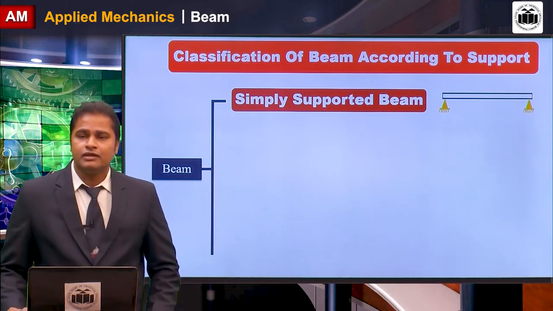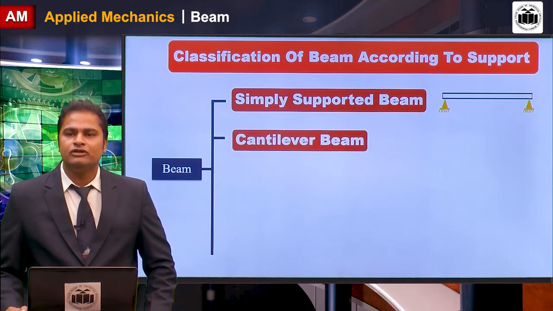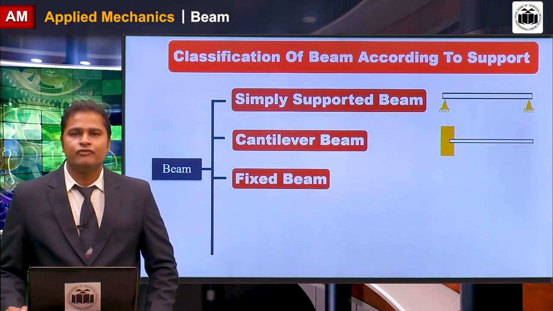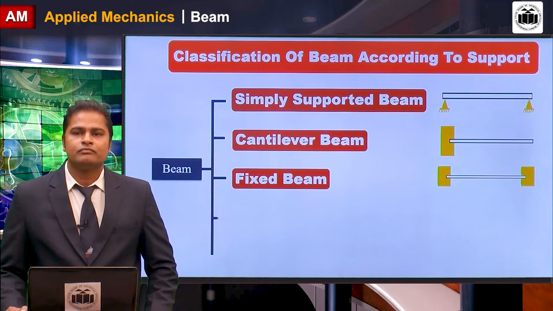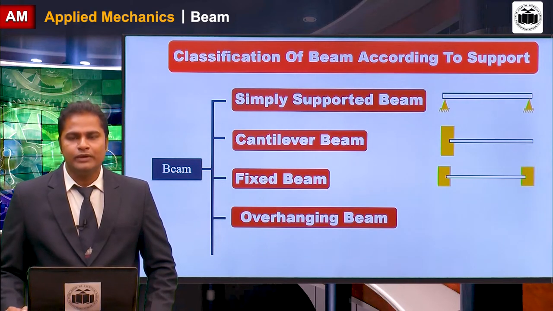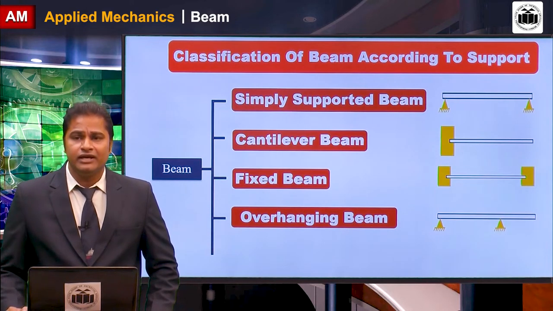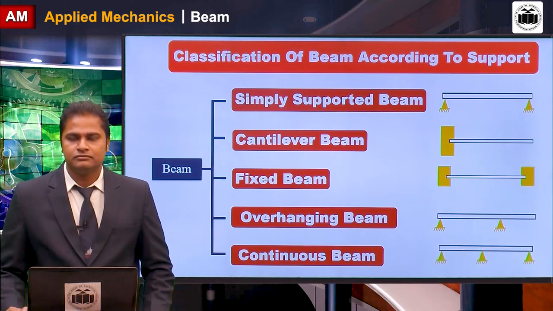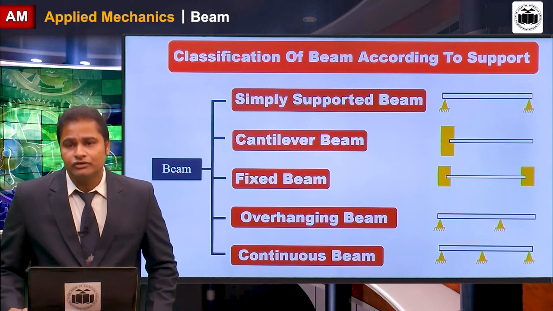Simply supported beam. It is freely supported over the wall or column. Cantilever beam. One end of the cantilever is firmly fixed and the other end is free. Fixed beam. Both ends of that beam are firmly fixed into the wall. Overhanging beam. The end portion of this beam is extended beyond the support. This beam is overhanging. Continuous beam. The beam rests on more than two supports. This beam is known as continuous beam.